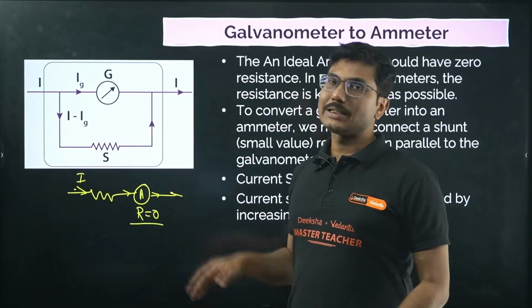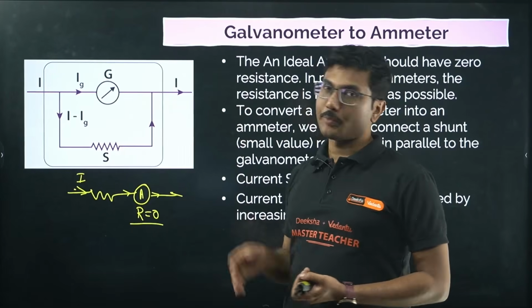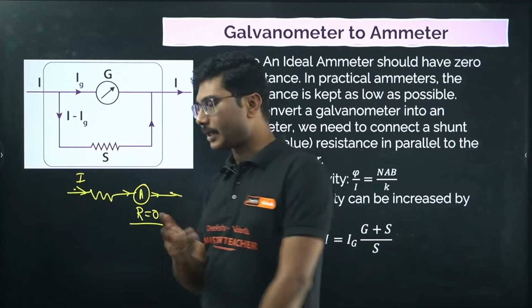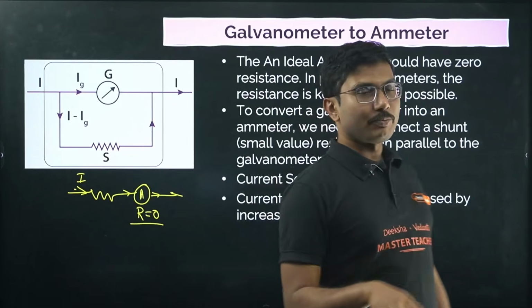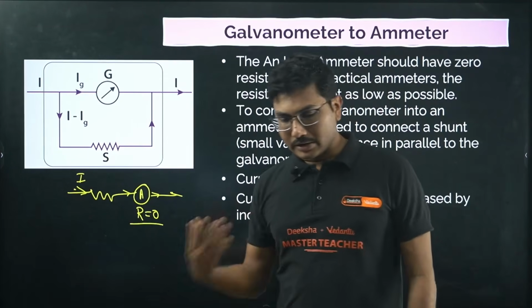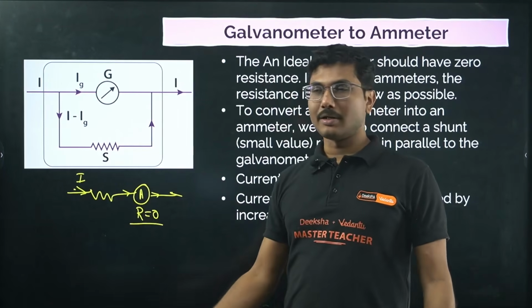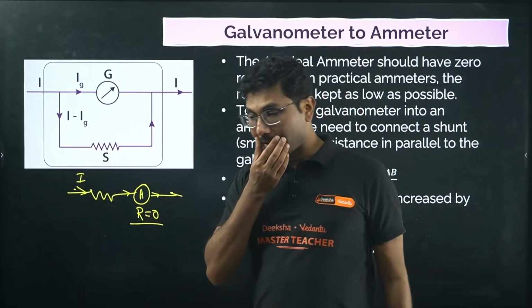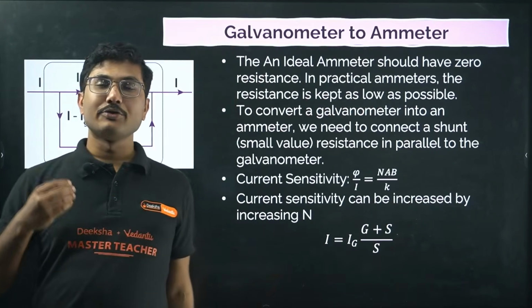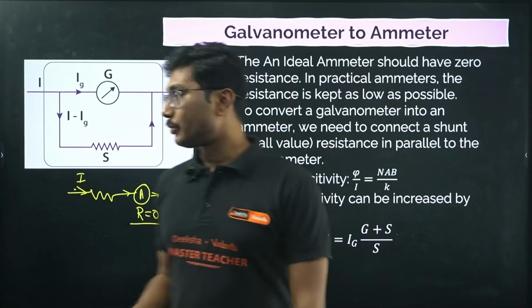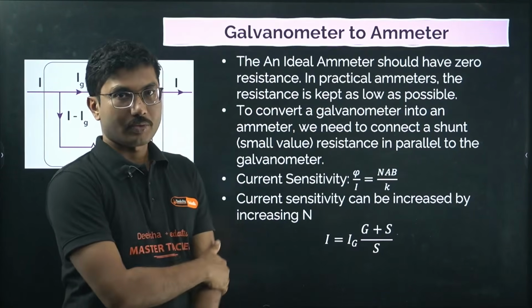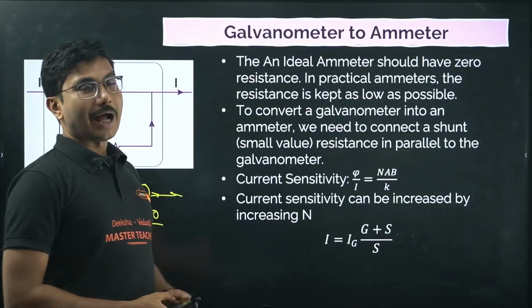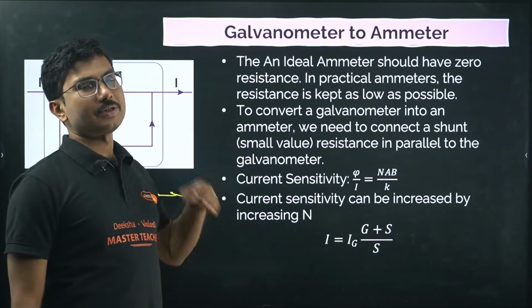So what is our aim when converting a galvanometer into an ammeter? The galvanometer does not care, it is not measuring the current, it is only saying that current is flowing or not. So the galvanometer does not care whether it is able to measure the current or not, but the ammeter has to be very cautious that it should not have a very high resistance so that it does not disturb the original condition of the circuit. So that's why an ideal ammeter should have zero resistance, but it is not possible.